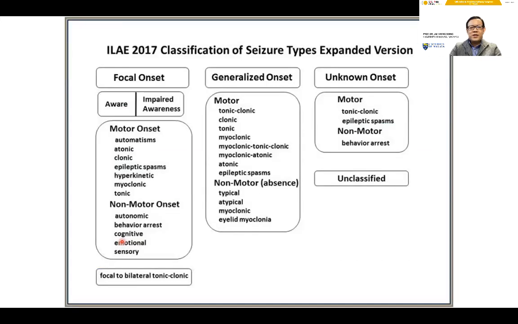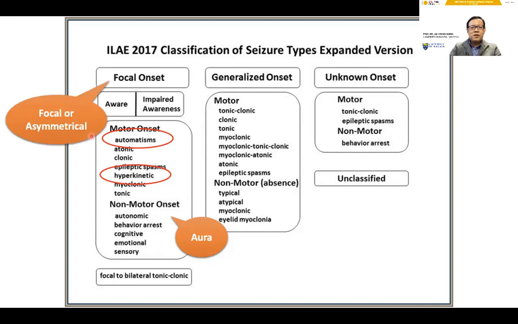In this 2017 classification of seizure types, there are certain features or certain types of seizures which will help us to point towards focal onset. The first one will be automatisms. Automatisms can be either limb automatisms or oral automatisms, or complex automatisms that usually suggest a focal onset. Hyperkinetic seizures are usually frontal lobe in origin, whereas if there is aura, especially cognitive, emotional, sensory aura, this will point towards focal onset as well.